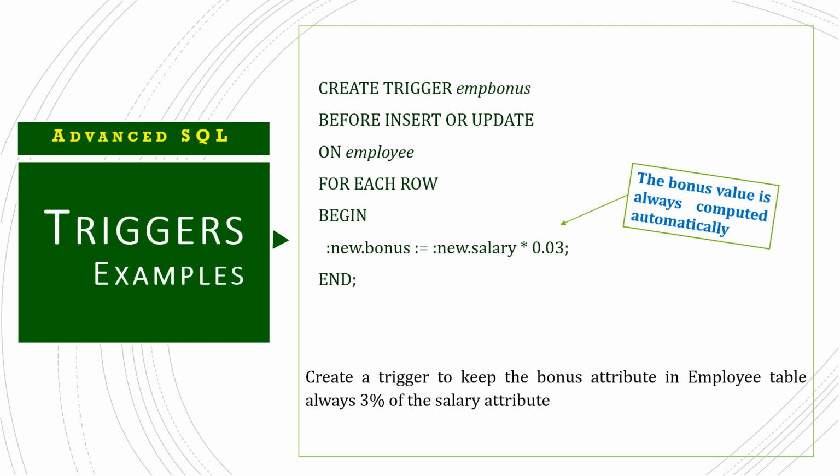Create trigger EMP_bonus before insert or update on employee for each row. Begin :new.bonus := :new.salary * 0.03. That means the bonus value is always computed automatically. If you know the salary value, 3% of the salary value will be credited as the bonus value. So while inserting or updating, that value will always be computed automatically. So we can create a trigger for that.